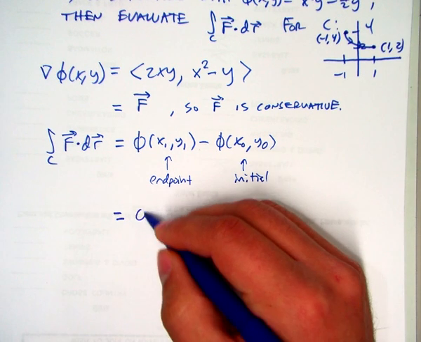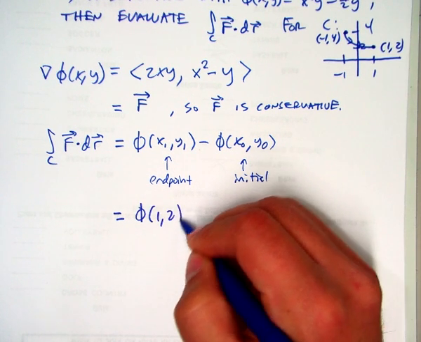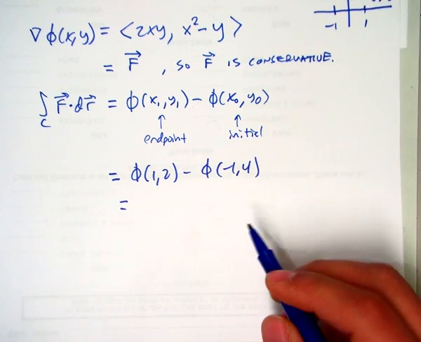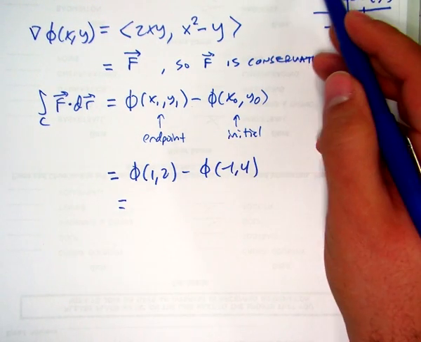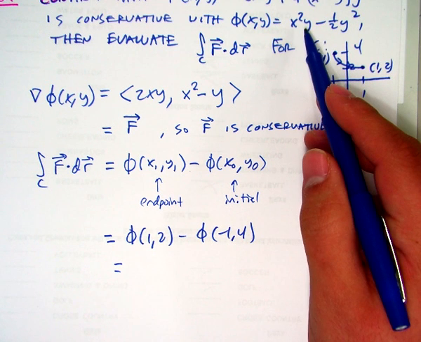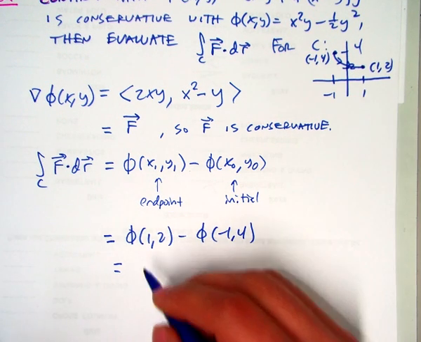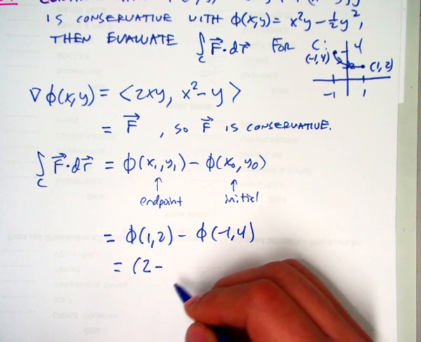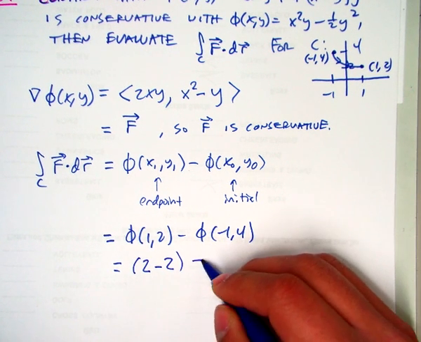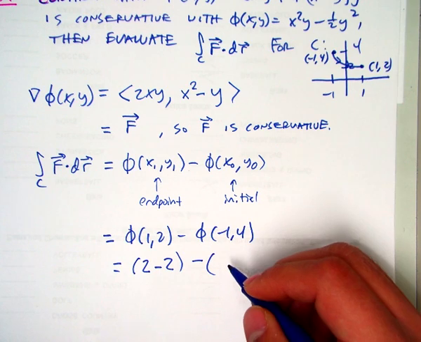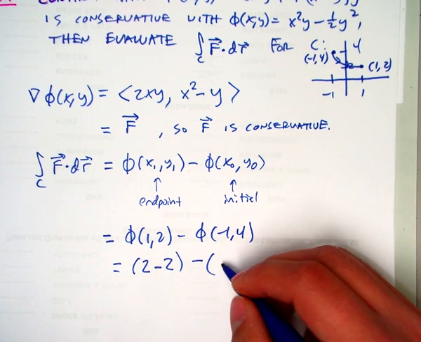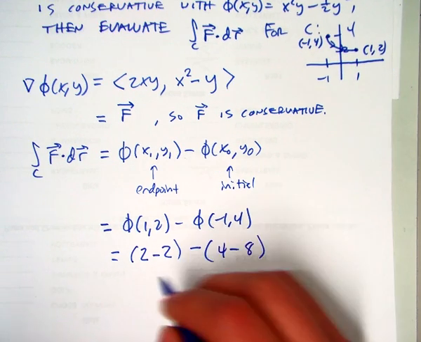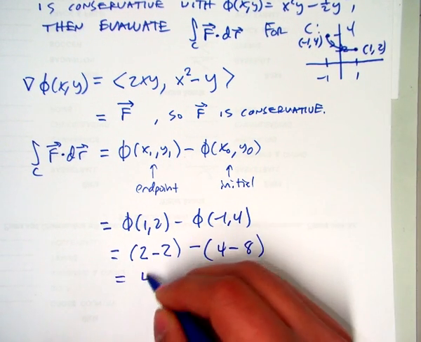So we're going to do phi of 1, 2 minus phi of -1, 4, which is going to be, let's see, plug in 2 and 1, that becomes 2 minus 1/2 y squared, it'll be 2. And now evaluated at -1, 4. X squared y will be 1 times 4, so 4 minus 1/2 of 16, so 8. So here we're going to get 4.